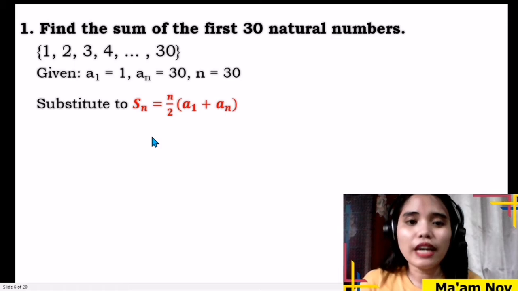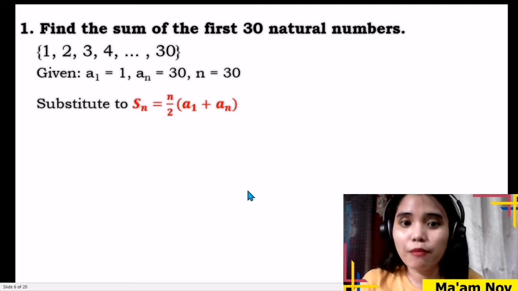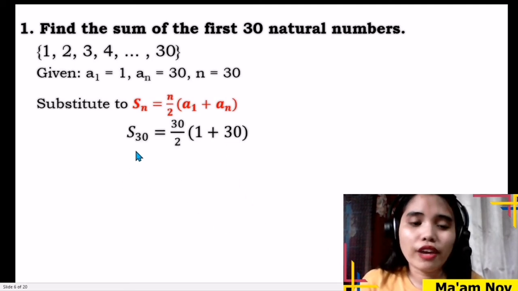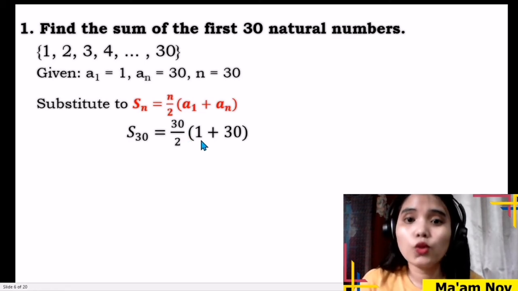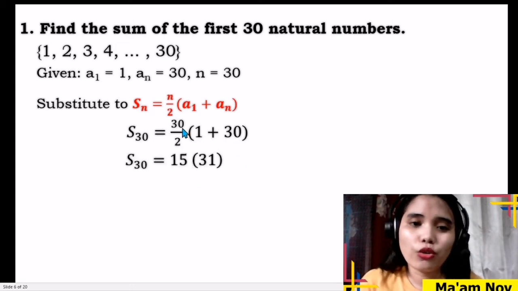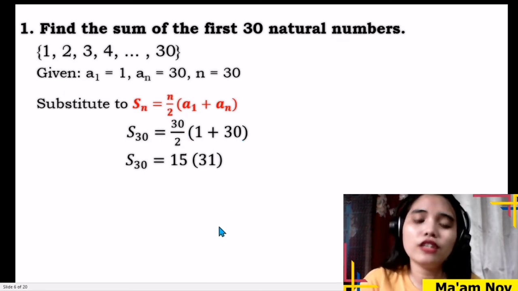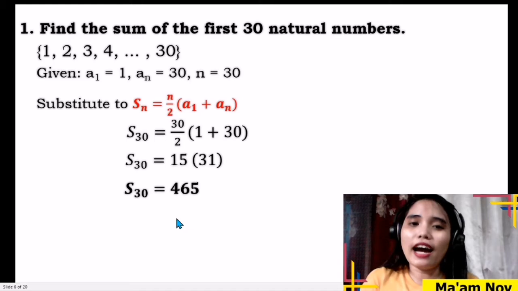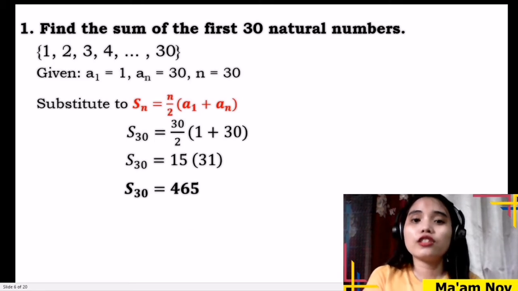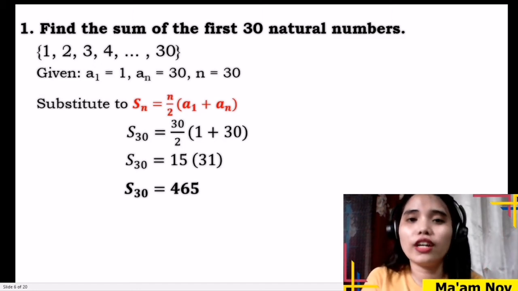We have S sub n equals n over 2 times the quantity of A sub 1 plus A sub n. So, we have S sub 30 equals our n is 30 over 2 times our first term, which is 1, plus our last term, which is 30. So 30 divided by 2 is 15 times 1 plus 30 is 31. So 15 times 31 is 465. So if i-add natin yung first 30 natural numbers, which is 1 to 30, the answer is 465.